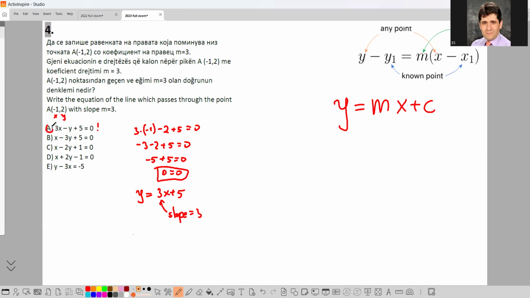So now you may be wondering, well, what if I guessed the wrong one? What if you guess the wrong one? You either keep guessing or you use the formula. So let's show how you would solve the problem by using the formula.